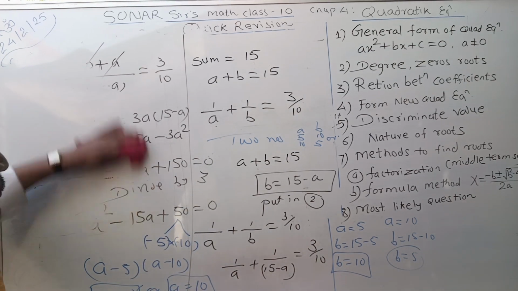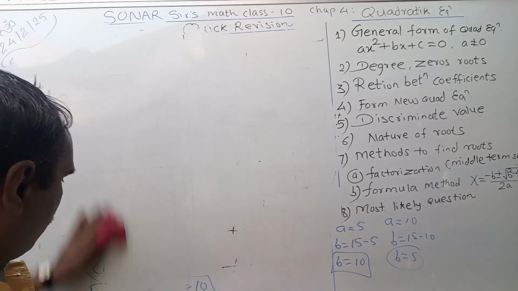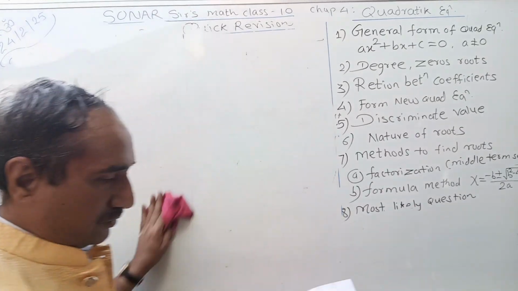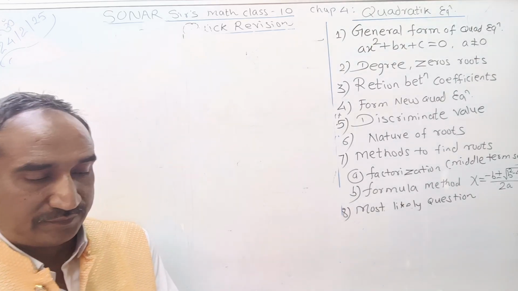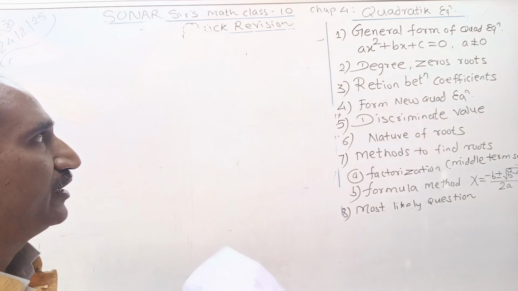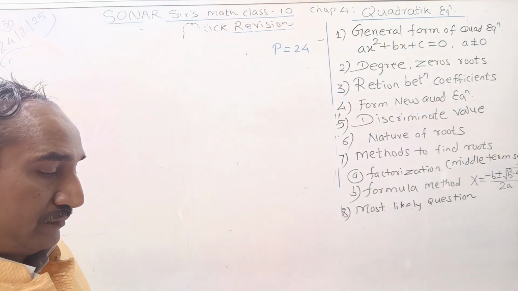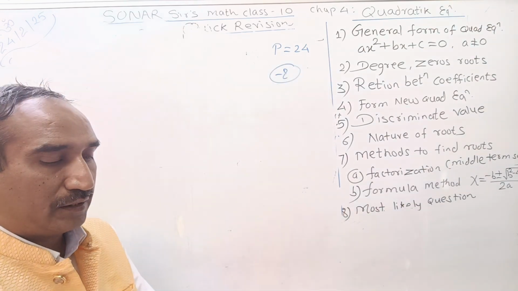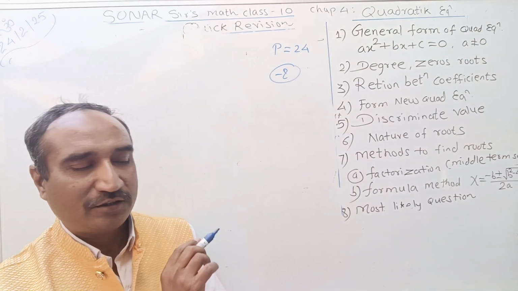Let's solve one more important question related to the quadratic equation, which is mostly asked in the exam, and it is also a word problem. So let's see. A two-digit number. The question is, a two-digit number is such that the product of its digits is 24. If 8 is subtracted from the number, the digits interchange their places. Find the number.